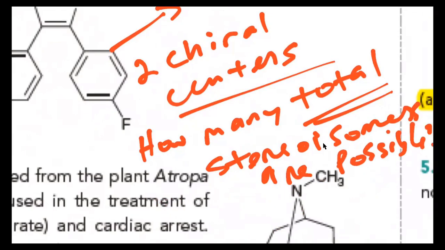Can you define stereoisomers one more time? A stereoisomer is two or more molecules that have the same molecular formula, but a different 3D orientation. So a pair of enantiomers would be considered stereoisomers. All right, are we okay? So now the question is, how many total stereoisomers are possible?